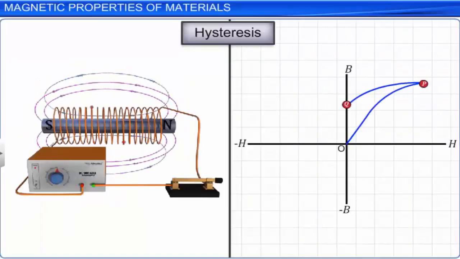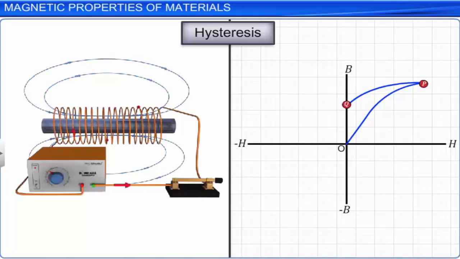Now increase the current through the solenoid in a direction reverse to that of the previous one. Thus, certain domains in the ferromagnetic material are flipped until the net field inside it stands nullified. This is represented by the curve QR in the graph. This magnitude of applied magnetic field H is known as coercivity.